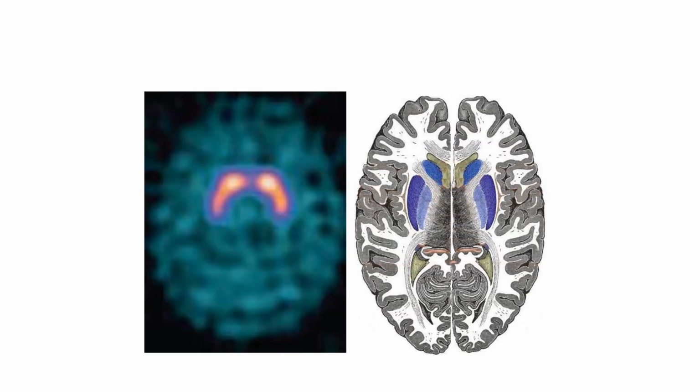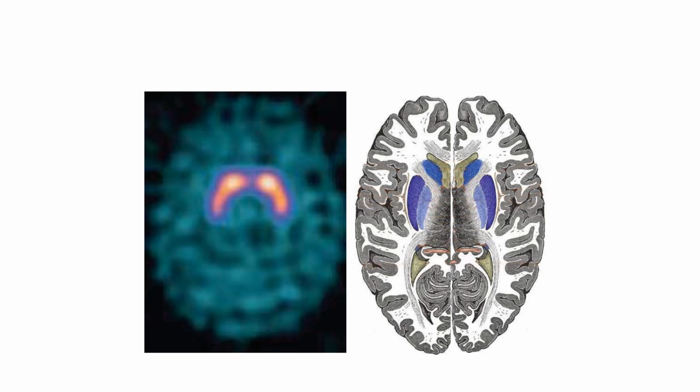This is an example of actually a DAT scan. DAT scan is a SPECT imaging study, but FDOPA, which is the one where we assess for Parkinson's with PET, is very similar to that.